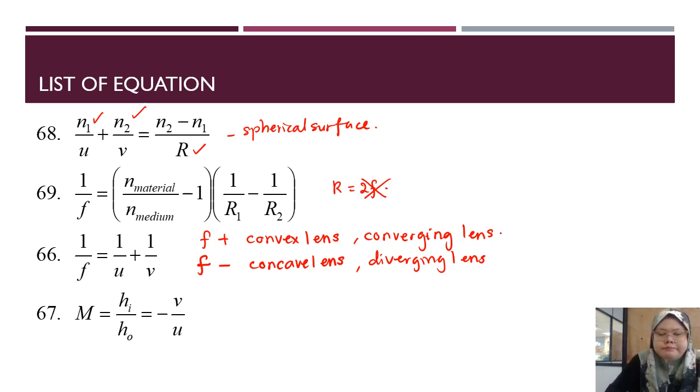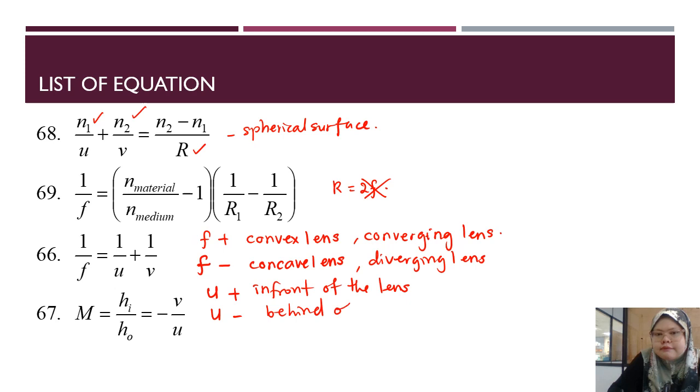And then U. U ni dia positif kalau dia located in front of the lens. In front of the lens, so dia positif. Kalau U tu duduk behind of the lens, dia akan jadi negatif. So U negative is when located behind of the lens.